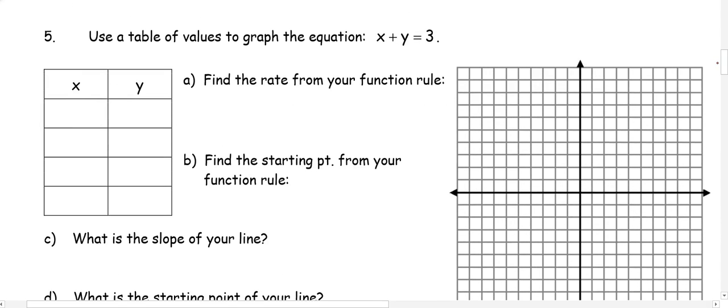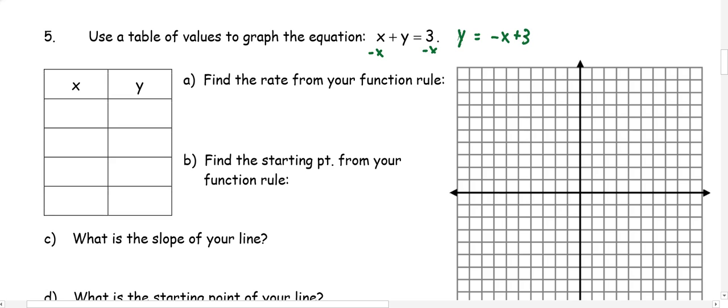So number 5, use the table to graph. So first we need to get this into y equals. In order to get into y equals, the x needs to go to the other side. So since it's a positive x, we're going to subtract x from both sides. And we get y equals -x plus 3.